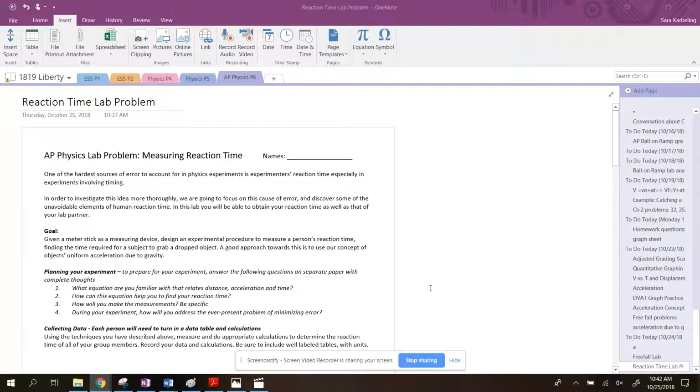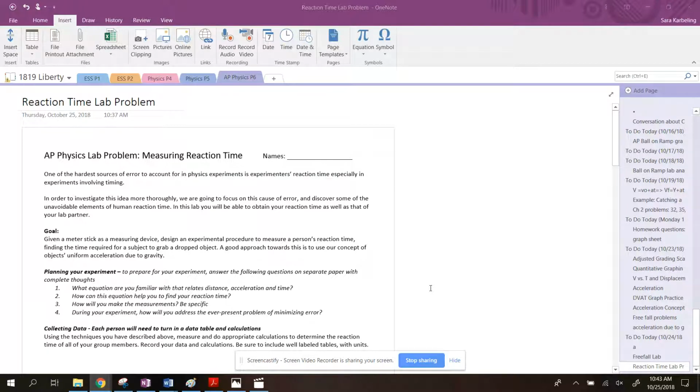So once you've watched this video, you're going to get into your groups and you're going to plan your experiment first. There are 4 questions that you'll see on the board here. So I want you to go through those with your table mates, and then you'll discuss that as a group, because I want to make sure that those make sense. Once you've done that, though, you're going to collect some data.